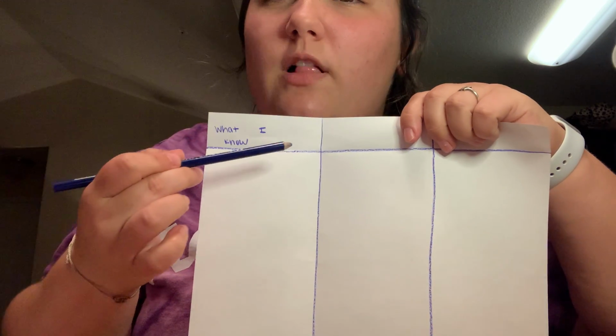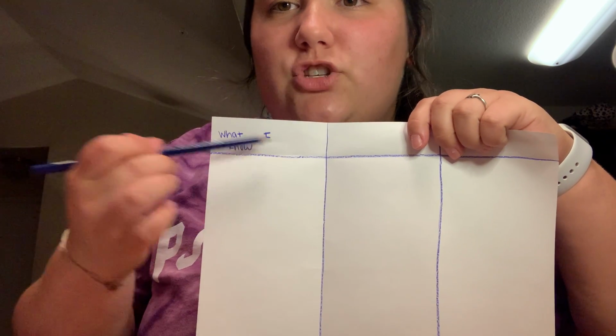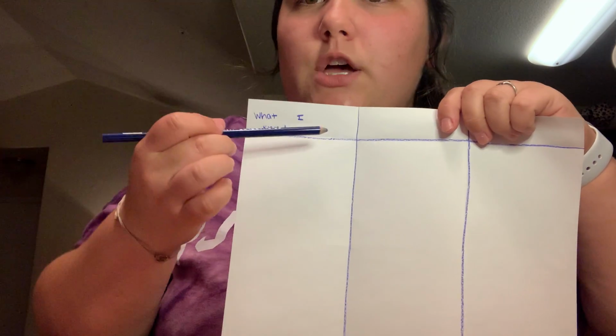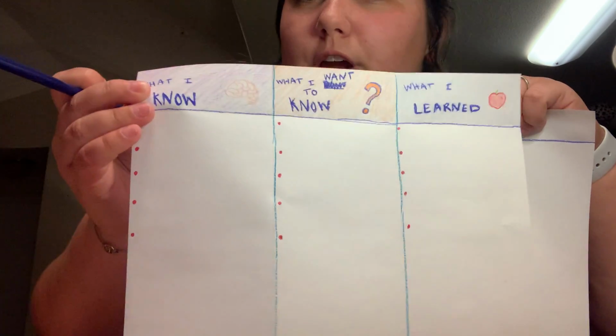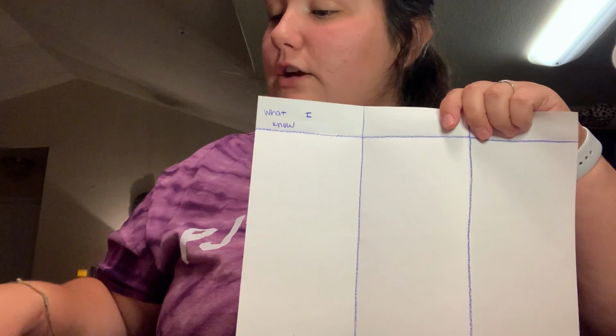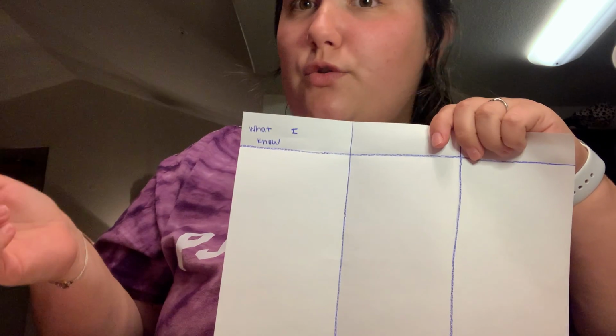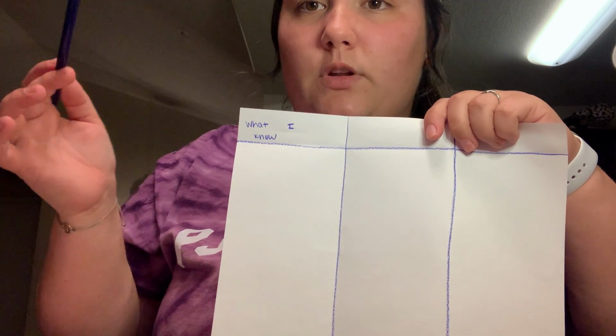Okay, so for this first column, we're gonna say what I know, okay? So write what I know. Here you go. All right, and then I want you to draw like a cute little picture right here to remind you this is what I know, okay? So for example, I did a little brain. Get creative and do whatever. You can do a brain too, or you can do whatever you want.